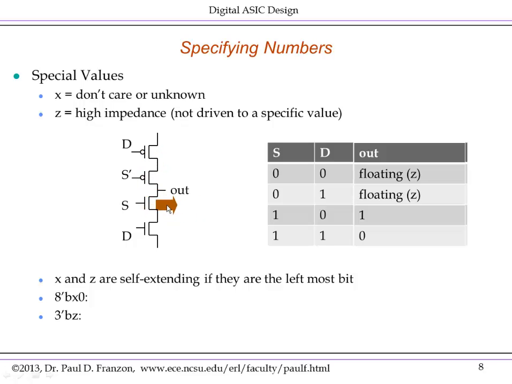Of course, when S takes on the value of 1, S bar takes on the value of 0, and now both these gates are on, then this circuit acts like a normal inverter, just inverting D onto the output out.